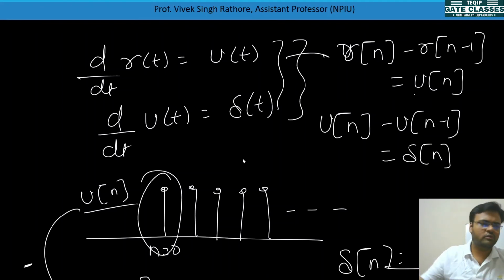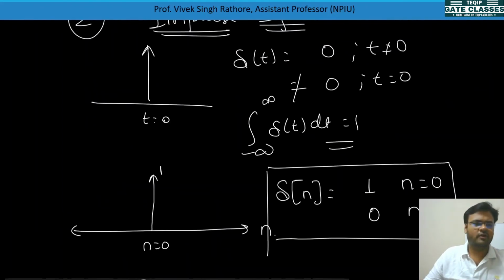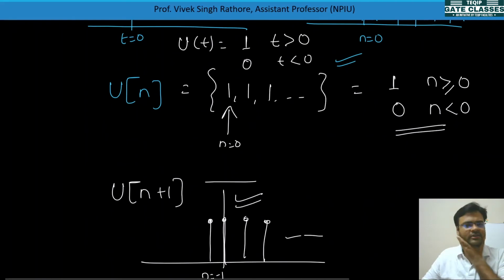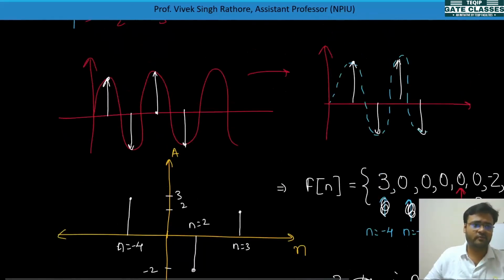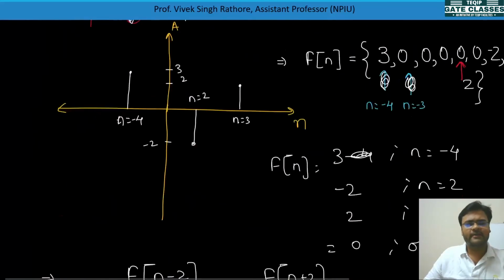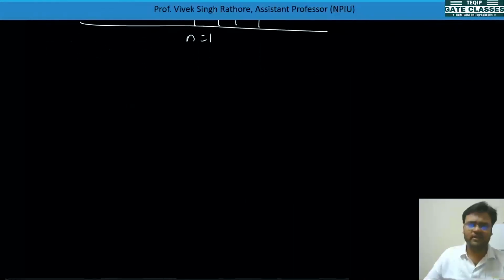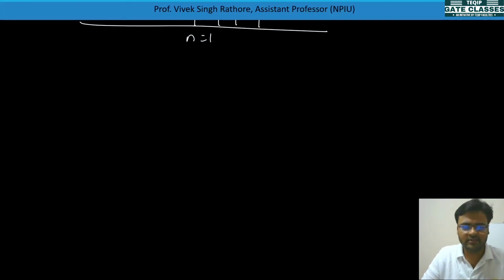So this was all about continuous time signals and discrete time signals, and real valued and complex valued signals. In the next lecture we will deal with other classifications of signals like even and odd signals. So for this lecture this much only.